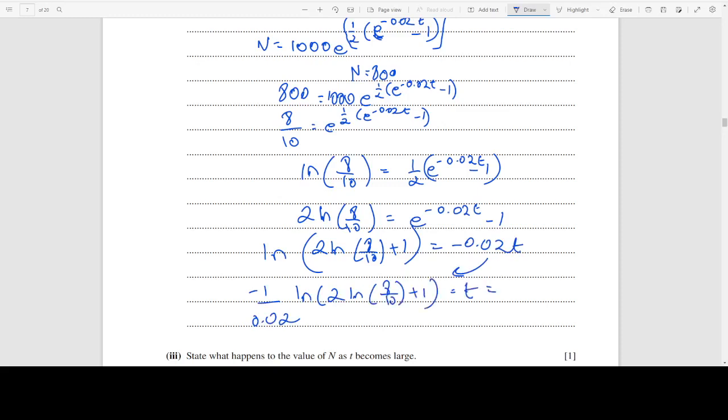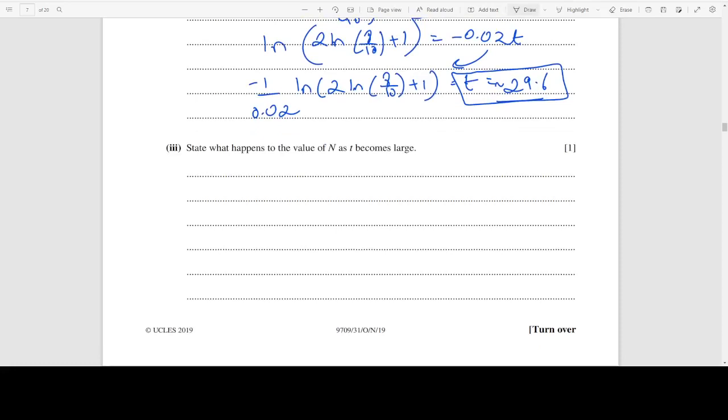which is equal to 29.6, approximately 29.6. So the final answer is t is 29.6. So we just have to simplify a lot.